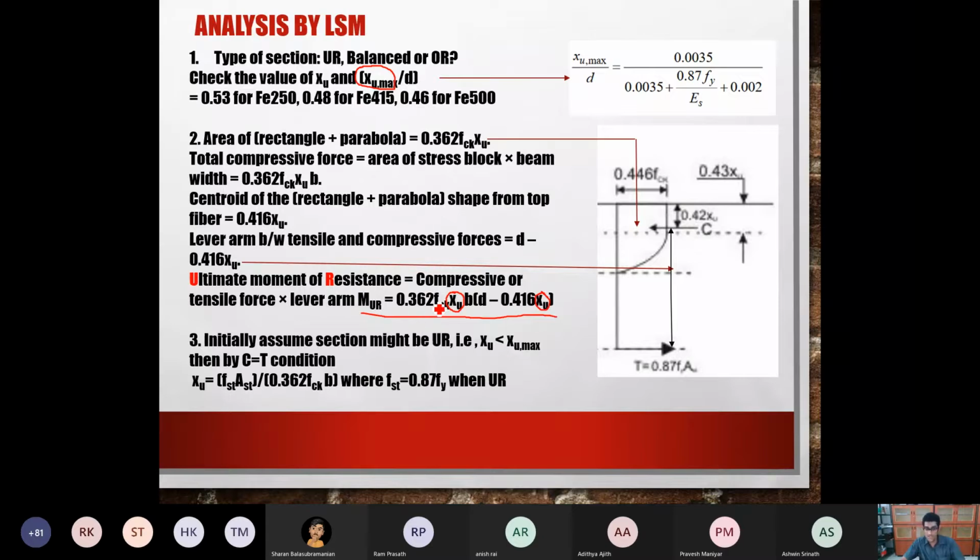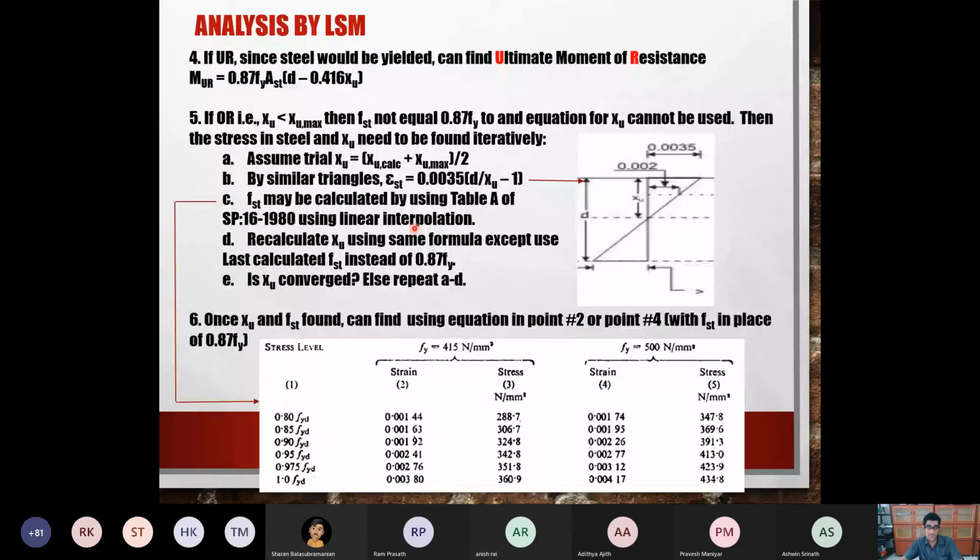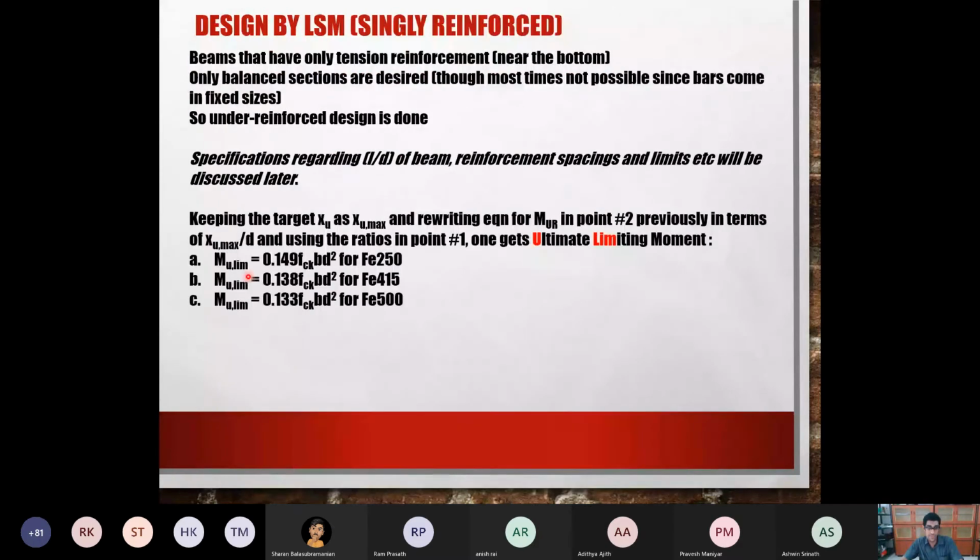Finally, your equation will be in terms of some constant, FCK and D. You will get an equation like that. You just make the substitution, you get different equations for different grades of steel, and you call that Mu limit, meaning that it is the ultimate limiting moment, or the ultimate moment which a balanced section will take for that particular size of concrete beam and a given grade of steel.